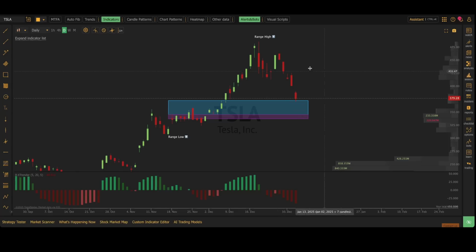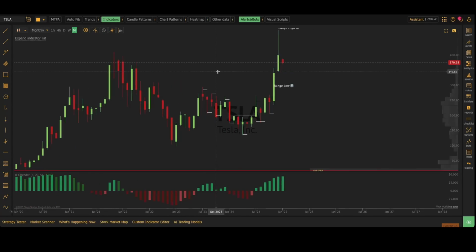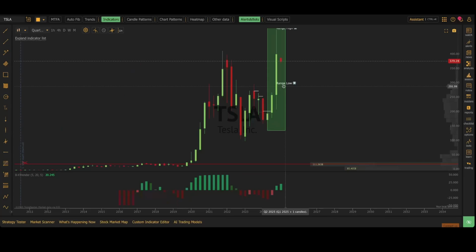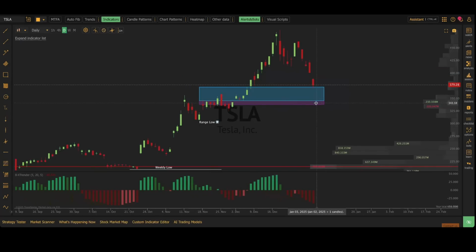I still think that Tesla is going to have a very strong 2025. The BX is still showing higher highs on the weekly and just turned to a higher high on the quarterly. But it doesn't mean that we can't see a continued short-term cool off before we make a higher high.